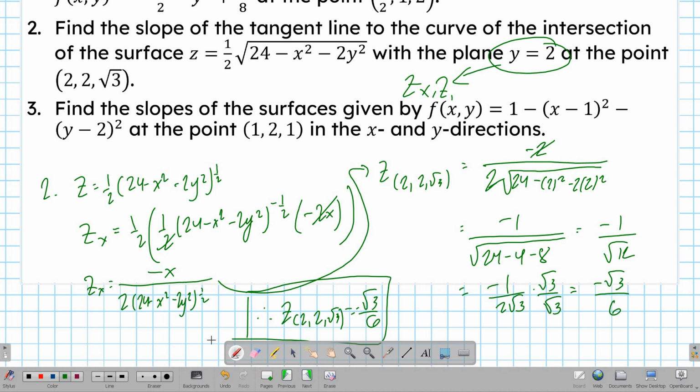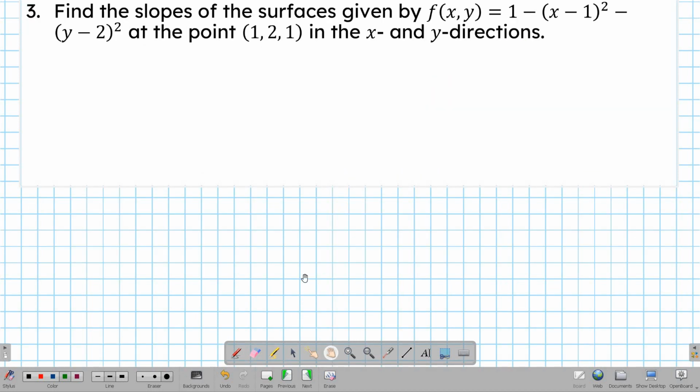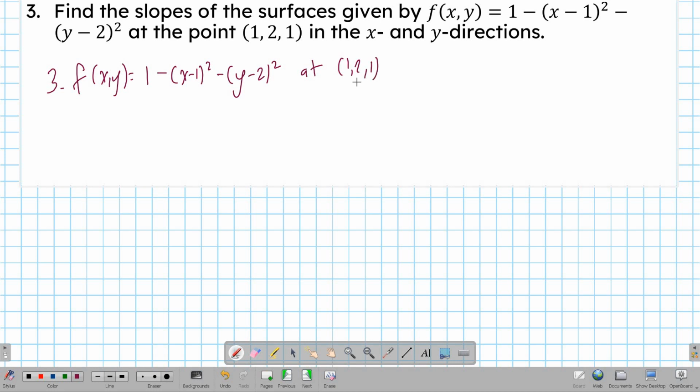So pause the video and try to see if you'll be able to answer question number 3. Alright, so in question number 3, we're asked to find the slope on the surface given by f of x, y is equal to 1 minus the quantity x minus 1 squared minus y minus 2 squared at the point 1, 2, 1 in the x and y directions.